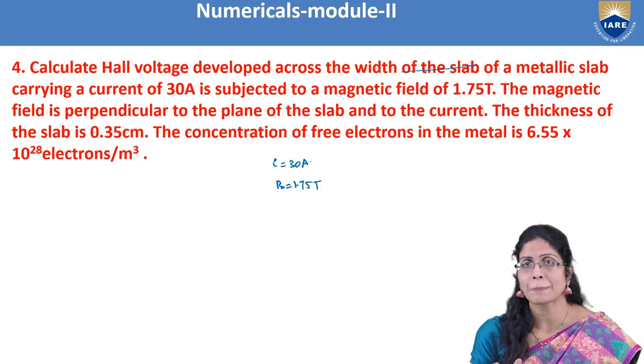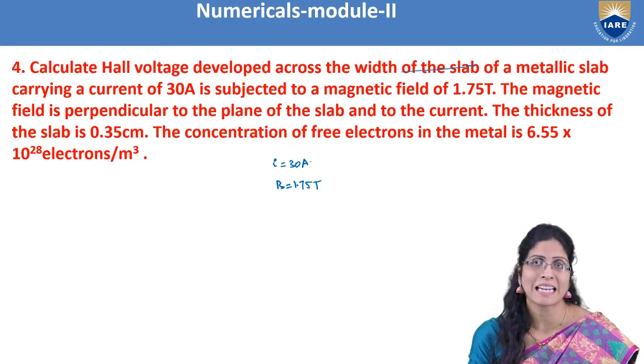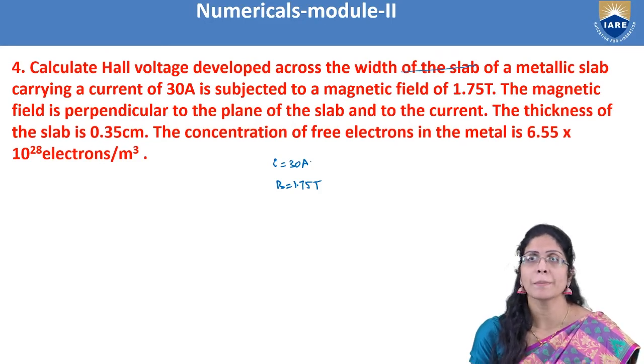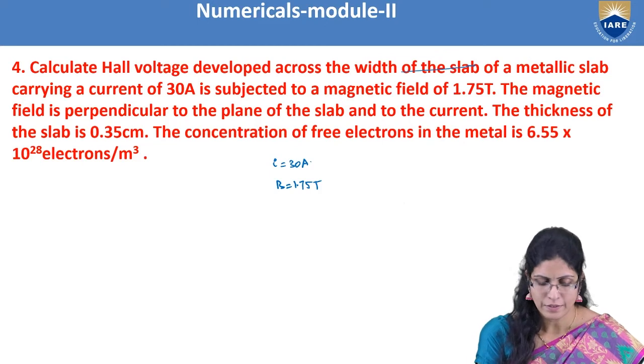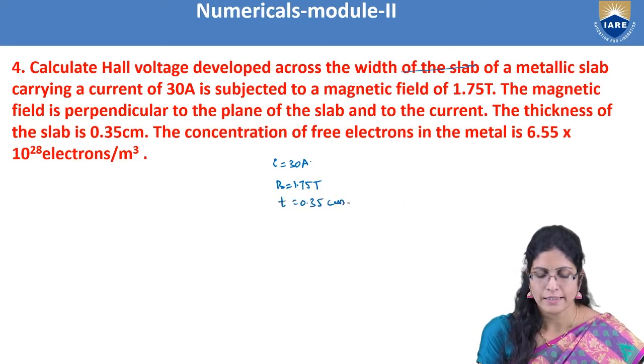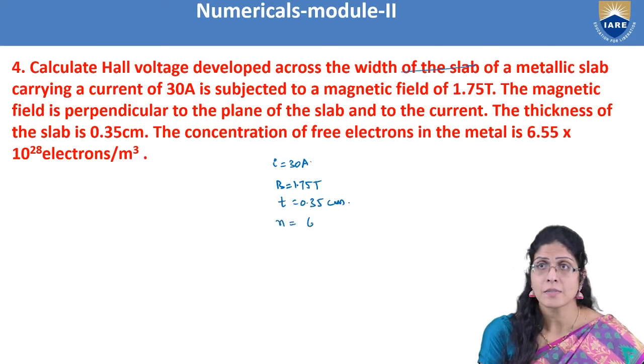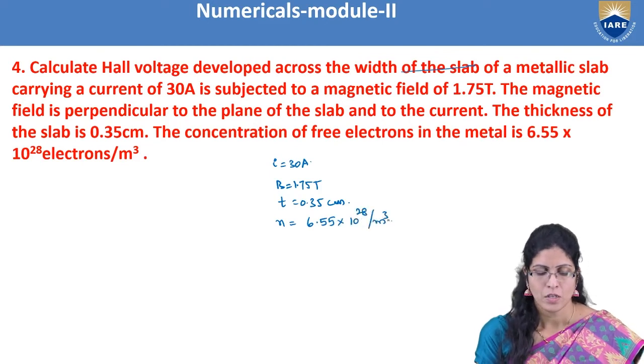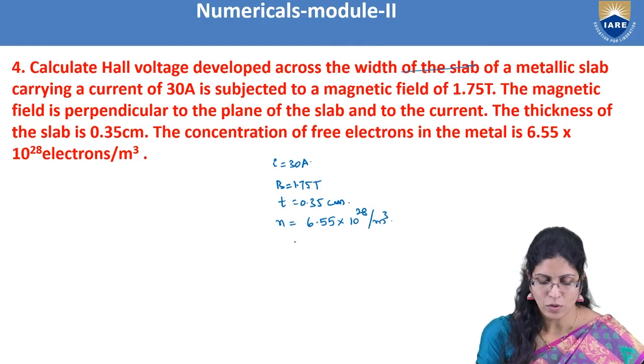Okay, the Hall effect principle. If you have listened to my class, you can easily understand how the magnetic field goes perpendicular to the current flow. Now the thickness of the slab is given as 0.35 centimeter and the concentration of free electrons is given. So N is given as 6.55 times 10 to the power of 28 per meter cube. So what should you find out? You should find out the Hall voltage.